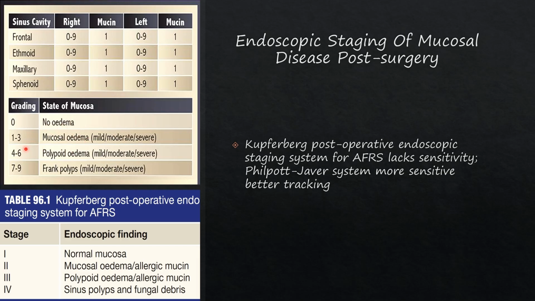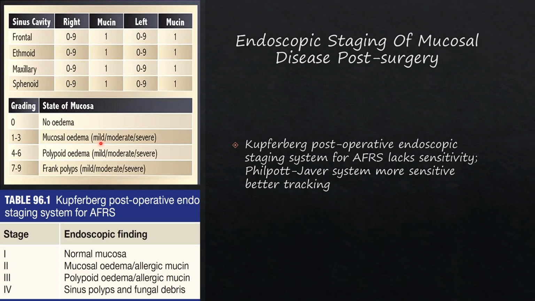So if it is a moderate frank polyp, that would be 8. And if it is present in the maxillary region, that would be 8. The total comes out to be around 100. Okay. So out of 100 we give the score. This patient is currently in this condition. Okay. And these are the images.